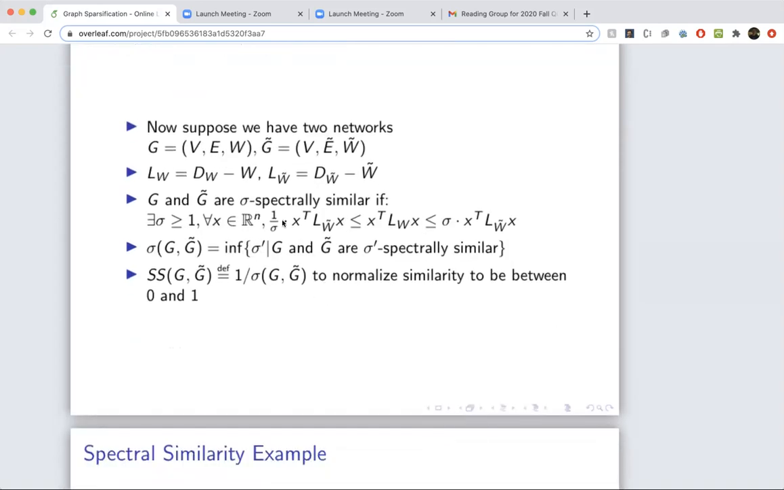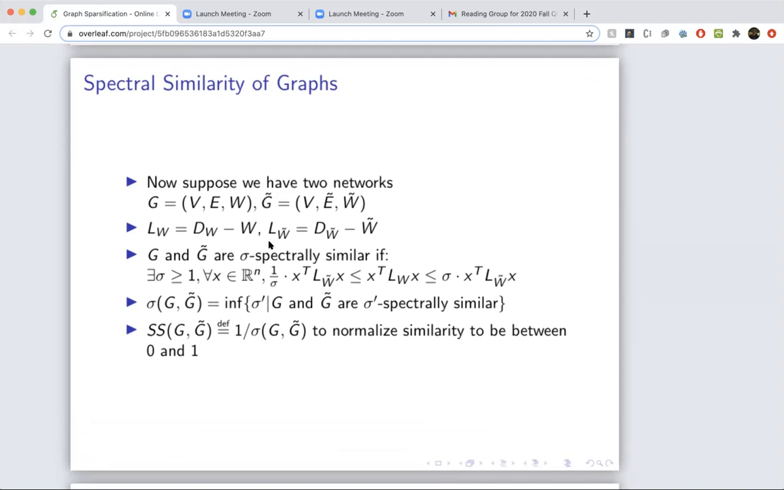Then we're going to have a parallel definition for what it means for two graphs to be sigma spectrally similar. We say that there exists a sigma greater than or equal to one such that for all x in R^n, one over sigma times x transpose times the Laplacian of W tilde times x is less than or equal to x transpose times the Laplacian of W times x, which is less than or equal to sigma times x transpose Laplacian W tilde times x. That's a mouthful, but the idea is that one over sigma times this quantity and sigma times this quantity, where we substitute in the Laplacian of W tilde, are lower and upper bounds of this middle term.